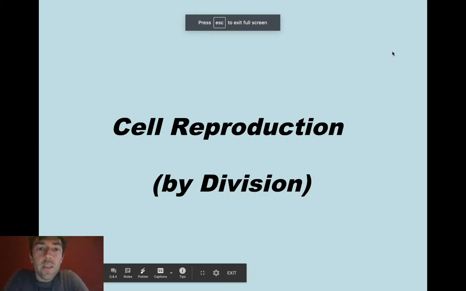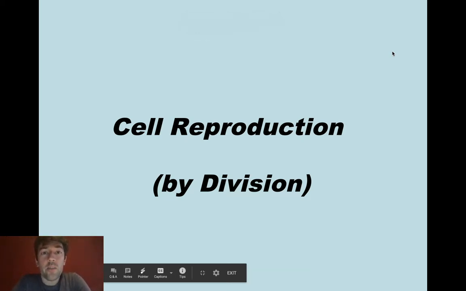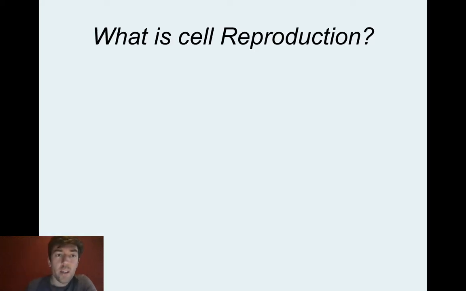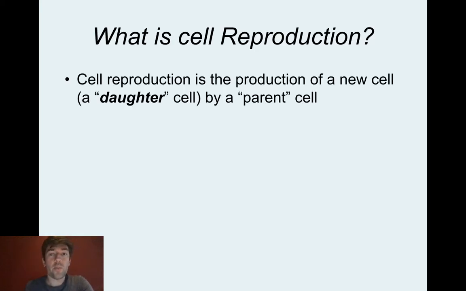Hello there, grade 10s. We're going to talk about cell reproduction. You've already learned about the components of a cell, so let's talk about how they reproduce. So what is cell reproduction? It's when a new cell is produced, which is called a daughter cell, and it's produced by a parent cell.